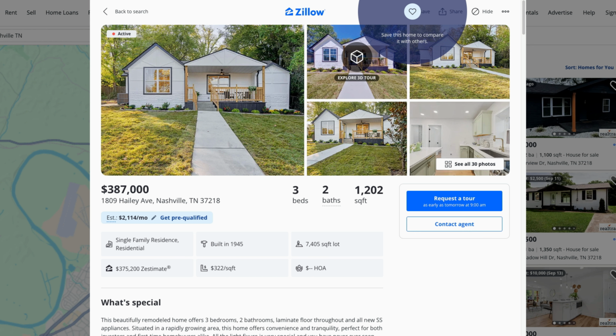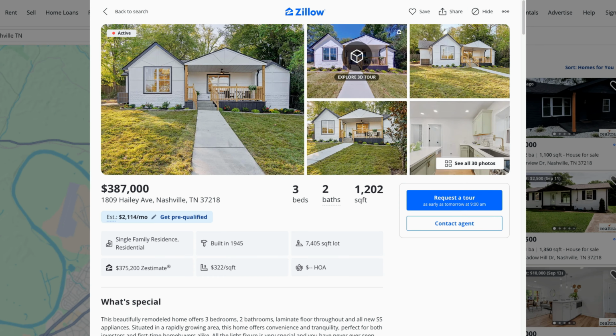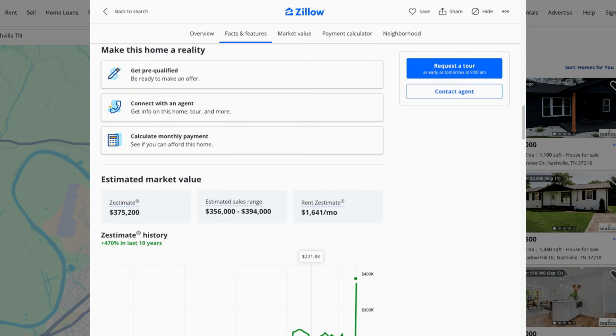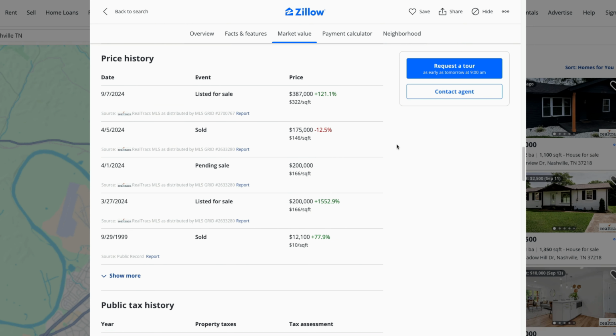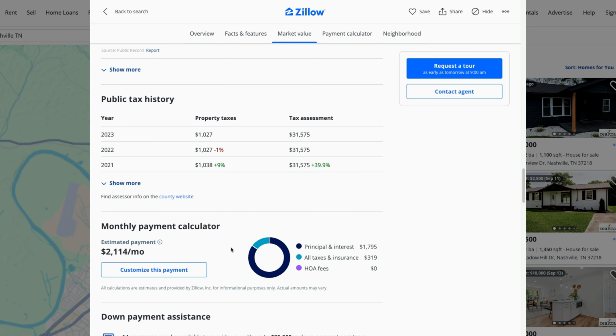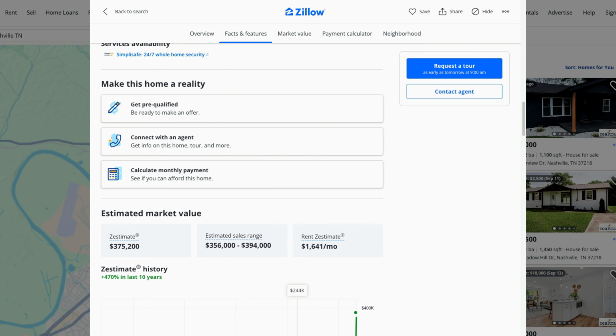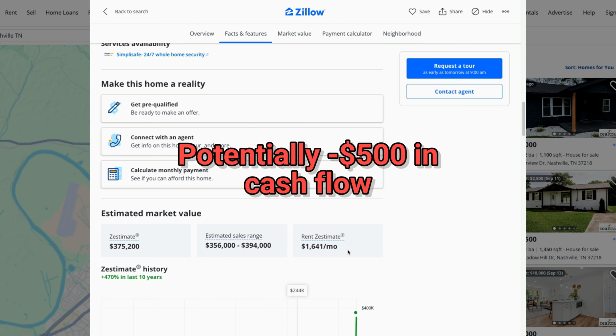Now, if we go to the other property, which is in Nashville, about $390, we could see that the rent estimate is $1,600 or so. Now, if we look at the estimated price, because remember, the price is higher, so our mortgage will be higher as potentially even our taxes and insurance as well. Estimated payment is about $2,100. So just doing really rough math here, we might be losing out on about $500 a month in cash flow.